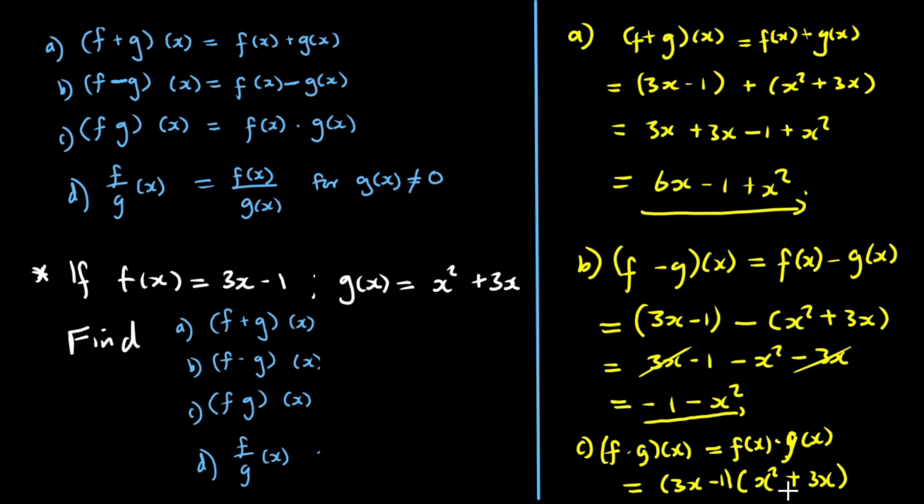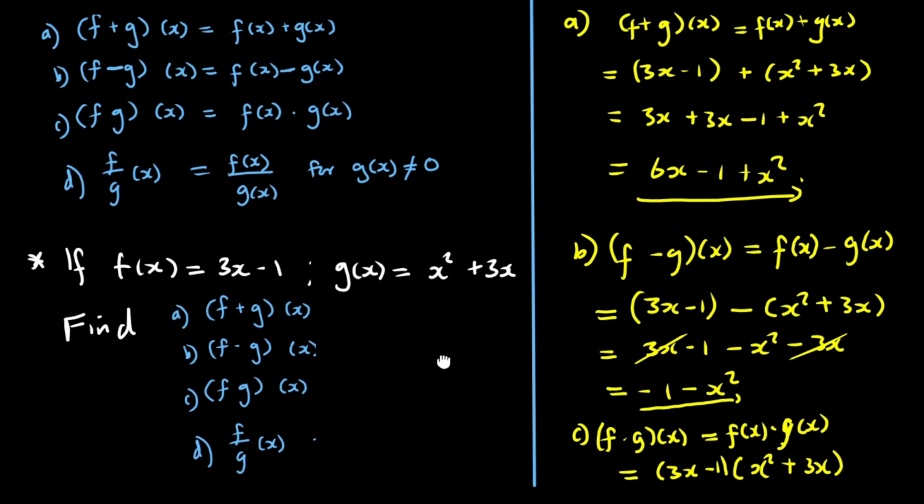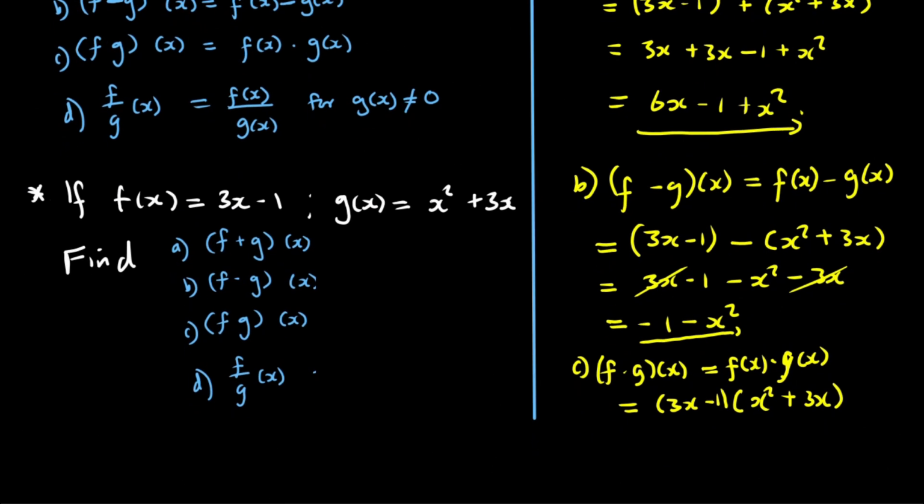Then you expand this bracket. Okay, let me try to do this so that we can easily see what's going on. So we can expand brackets here, and we get 3x cubed plus 9x squared minus x squared. We get plus 8x squared, and then minus 1 times 3x, we get minus 3x. So this is the answer that you would get when you do the multiplication. So we've covered this, we've covered this, we've covered this.